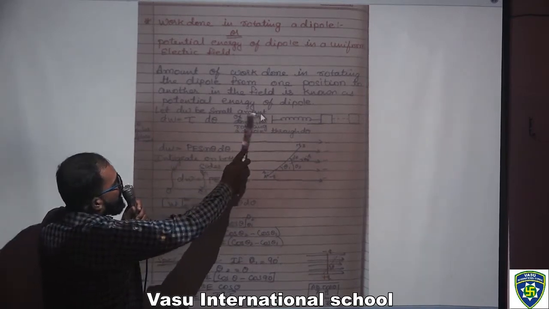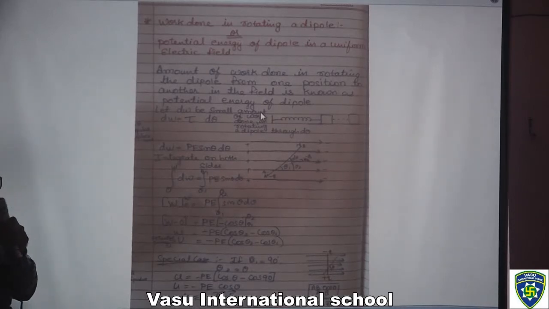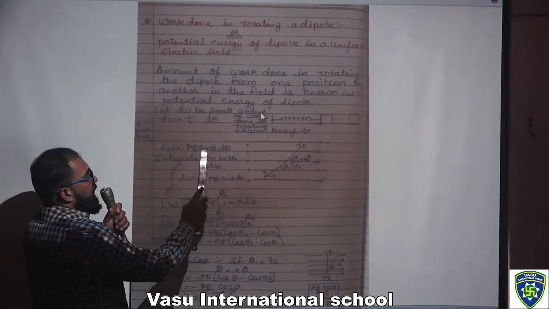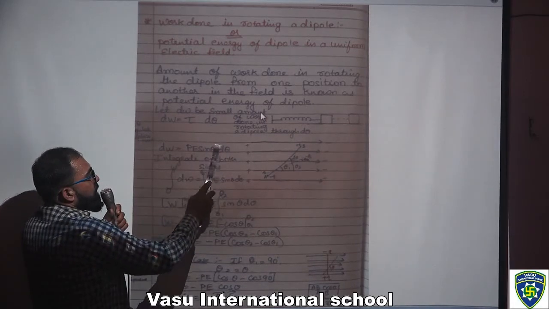That means a small amount of work is done in rotating a dipole through d theta. So what is the work done? Small work done is P E sin theta. What value of torque did we find? P E sin theta d theta.